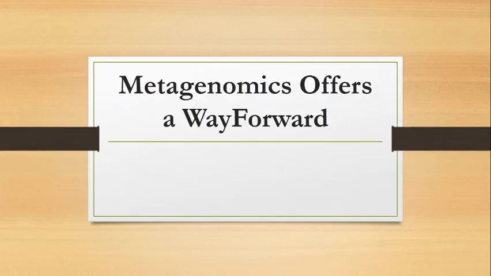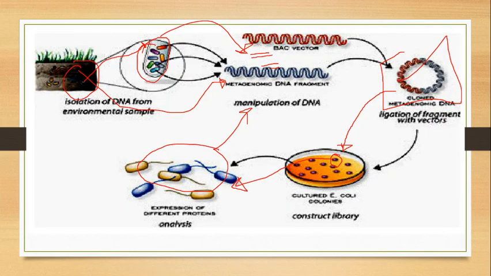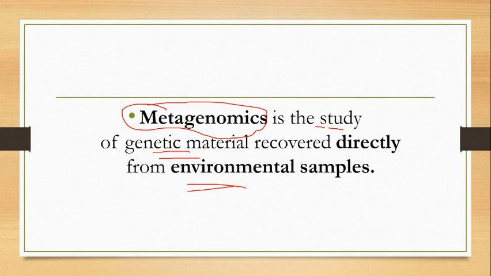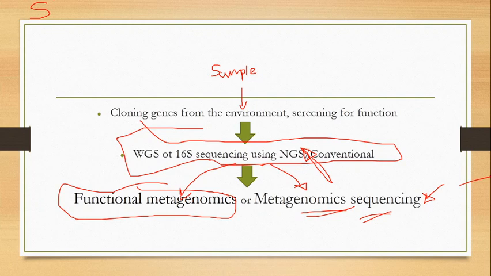Okay, so in the previous video you came to know that, as we are dealing with metagenomics, you are going to isolate the genome directly from the sample, and sequencing of that genome can be done. And based on the sequencing, metagenomics can be of two types: functional metagenomics or metagenomic sequencing.